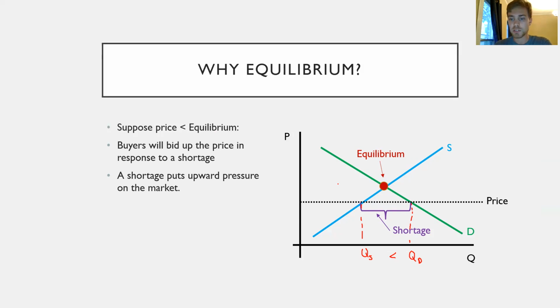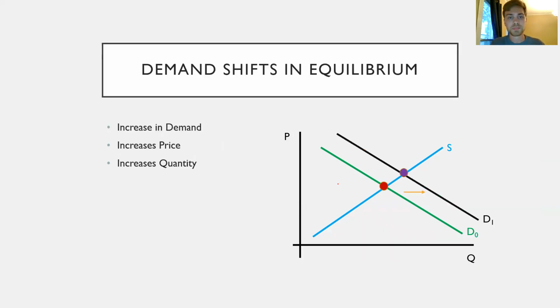Okay, and so that's why we settle at equilibrium, because if we're not at equilibrium, we either have upward or downward pressure on the market until we get to that point. Okay, so one of the last things we're going to talk about is how shifts in demand change our equilibrium point. We can have shifts in demand, and that's what we'll talk about first. And then we'll do shifts in supply, and then we'll do both together. Okay, so first we could have an increase in demand. So I've shown that in this graph.